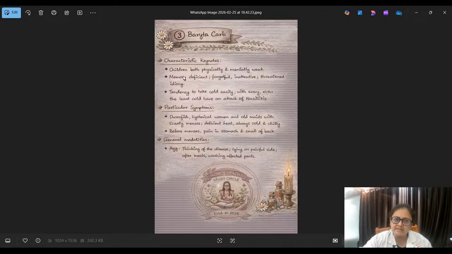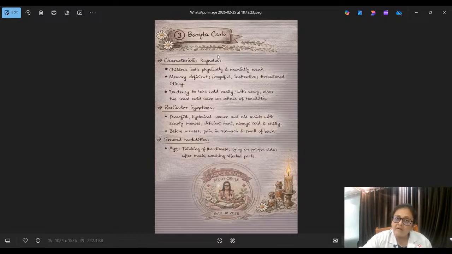Intelligent quotient itself is less in a Baryta carb patient. That is the problem. Retardation, both physical and mental. I mean to say, mental retardation does not mean total mental retardation. They are idiots. They cannot grasp things easily. They cannot hold things easily. They cannot recall things easily. So that is memory deficit.